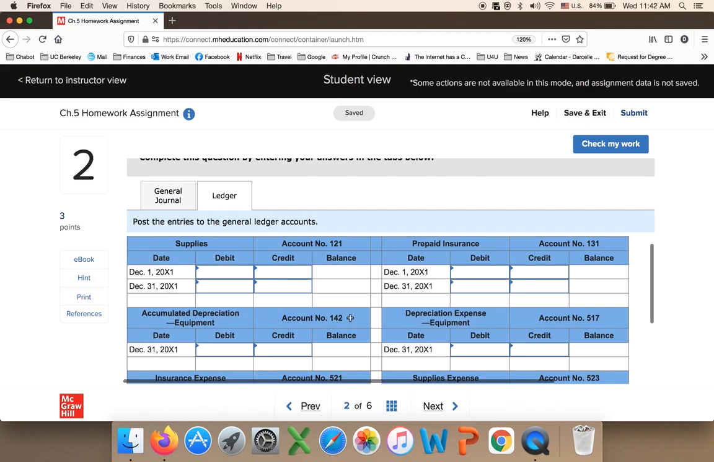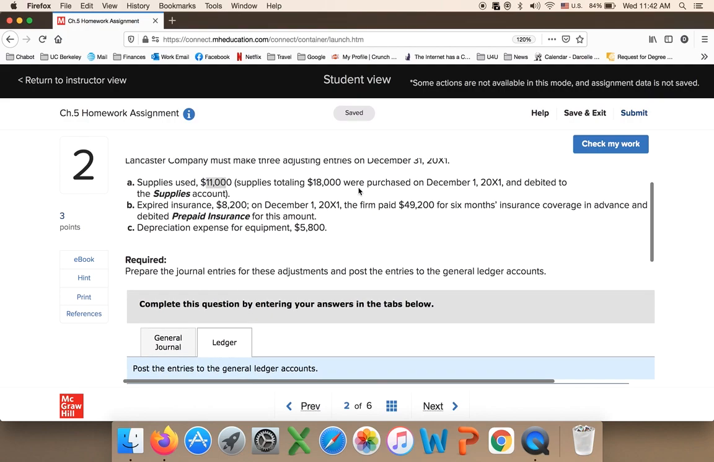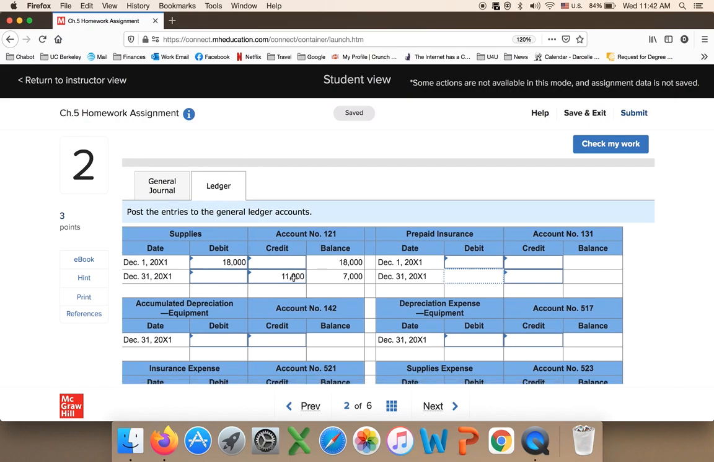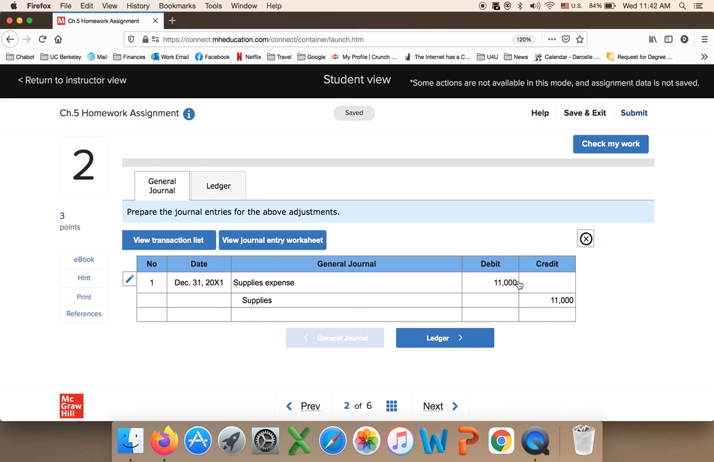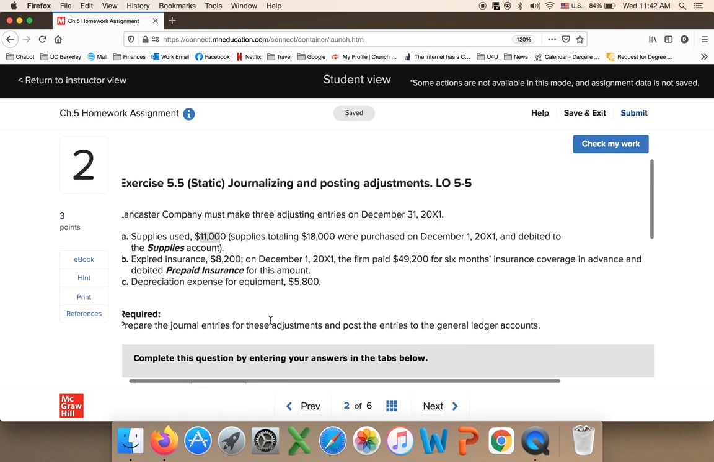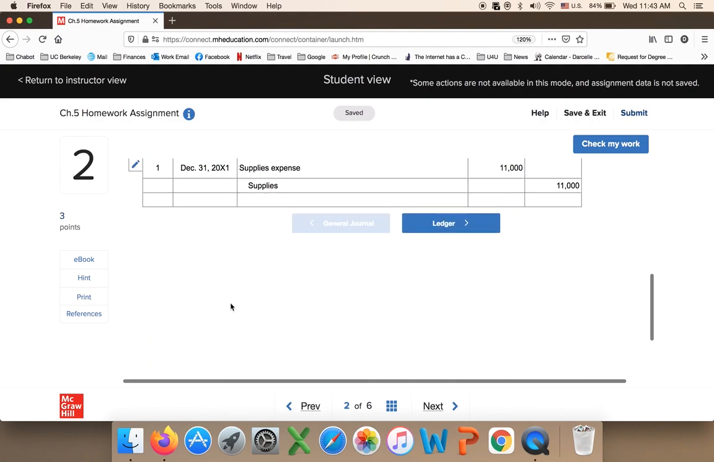Let me record this entry, and then we can go to the ledger and post. Supplies on December 1st were purchased for $18,000, but now we've used up 11,000. So a 7,000 balance goes on the balance sheet. Again, you had 18,000 and you've used up 11, so your final balance of supplies that is reported on the balance sheet is $7,000. We credited supplies and we debit supplies expense. Right here we debited. So that's the first entry.